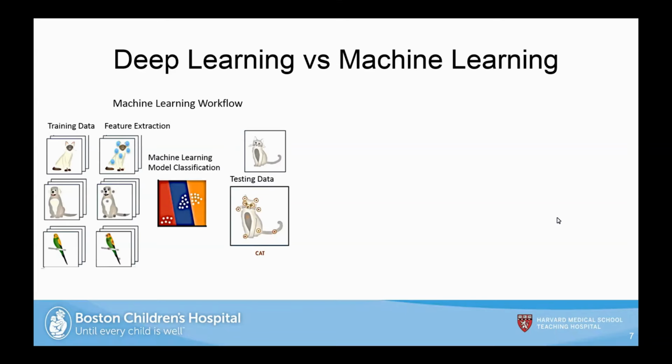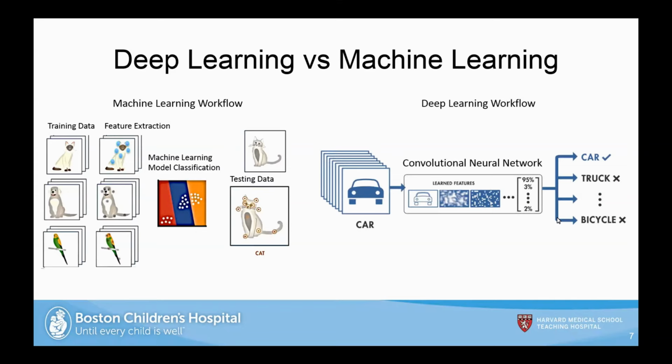Deep learning actually uses the images directly. So after you train the algorithm, you can put in an image, and then it will tell you, well, this is an image of a car. So it'll spit out, well, this is a 95% chance that this is an image of a car, and like 3% truck, 2% bicycle.